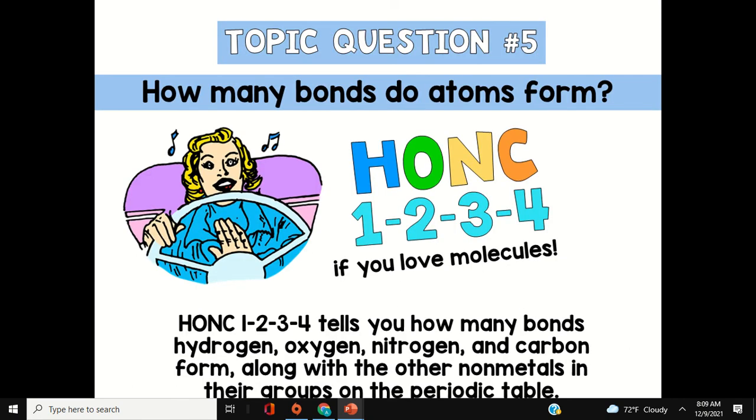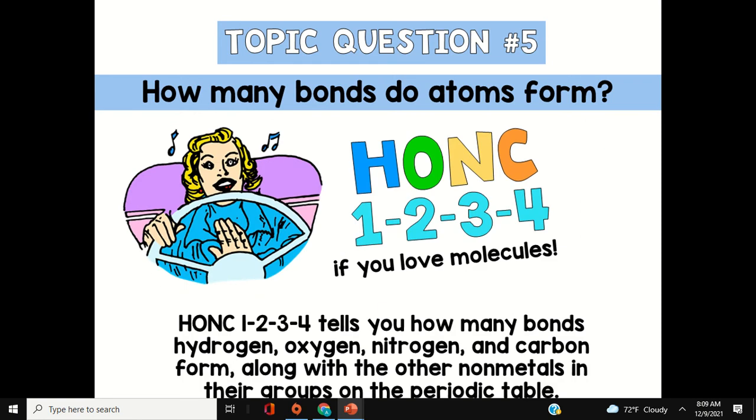Now we're going to move on to question number 5. How many bonds do atoms normally form? Okay, how many bonds do atoms normally form? If you can remember this right here, you don't have to, because if you remember the rules of how to do covalent bonds, you'll be okay. But if you remember this, it will make it a little easier for you.